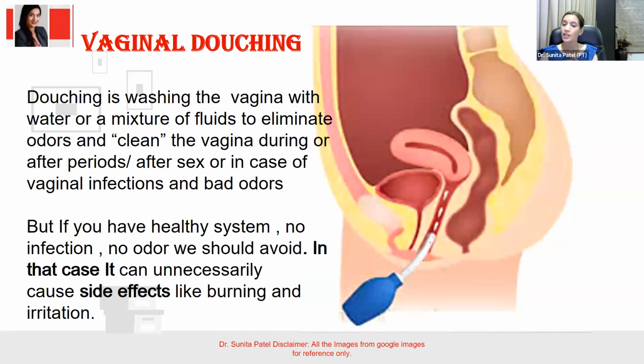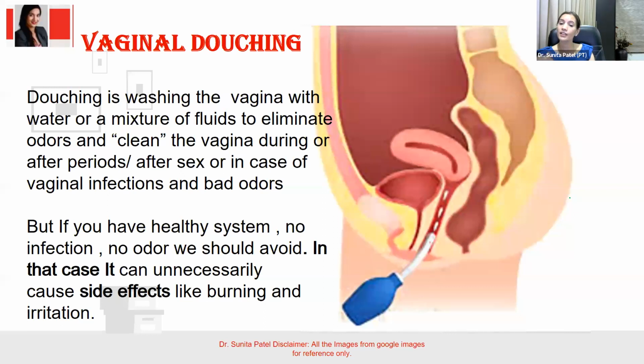And the second is, if you are the kind of female who is prone to have pain after sex, you have some kind of pain and burning sensation inside the vagina, what we can do is wash ourselves with icy water. You fill the ice water into a bottle and wash your vagina with the ice water, because ice is good to decrease the inflammation.